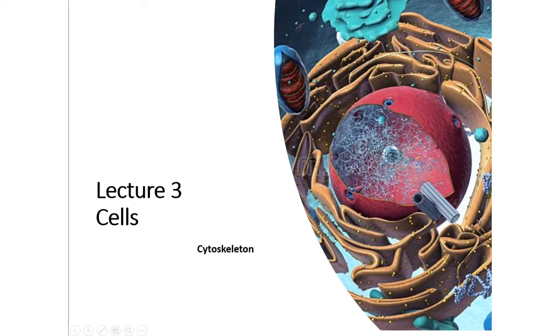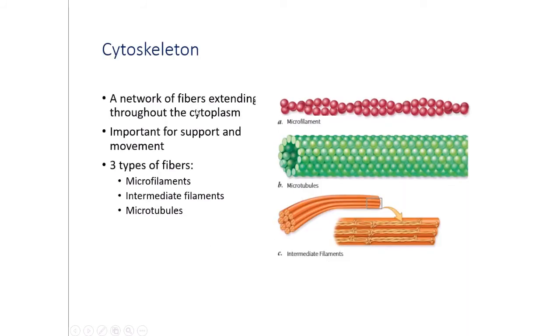Okay, so the last part of the lecture, we are going to be talking about what's called the cytoskeleton. These are specialized fibers inside the cell that are going to help with maintaining cell shape. They're going to help things to move around in the cells, and there are three types of cytoskeleton that we're going to be looking at.